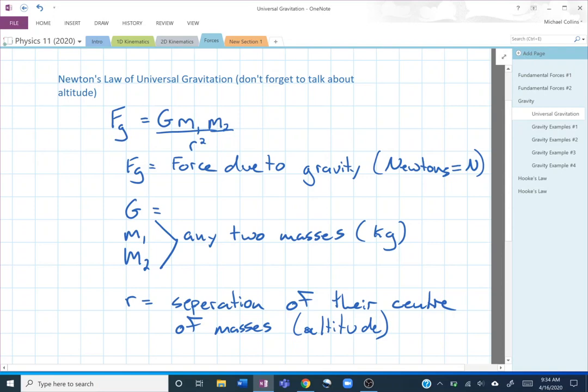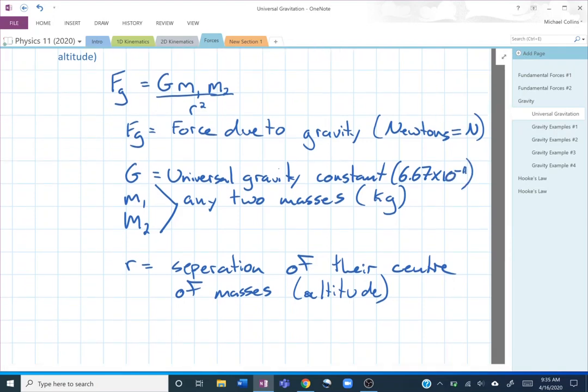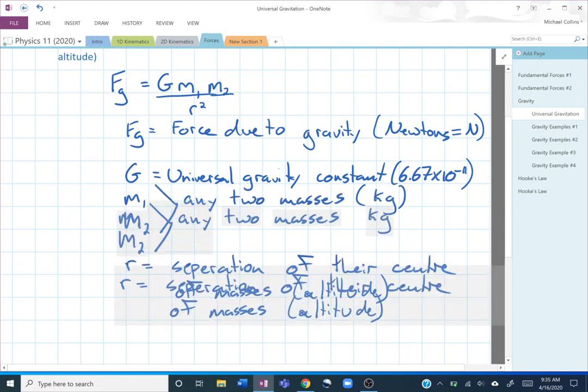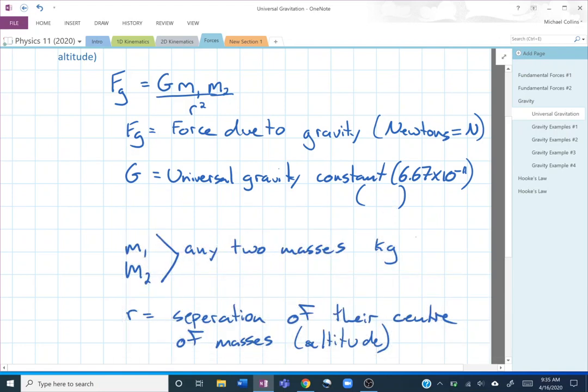G is just a constant. It is the universal gravitation or gravity constant. So this constant works anywhere in the entire universe as far as we know, and its value is 6.67 times 10 to the negative 11. I am running out of space, so I can probably just get fancy and move some things around to make the space that I need. We can drag this down. Yeah, there we go. We can put those brackets back there, and I can erase that.